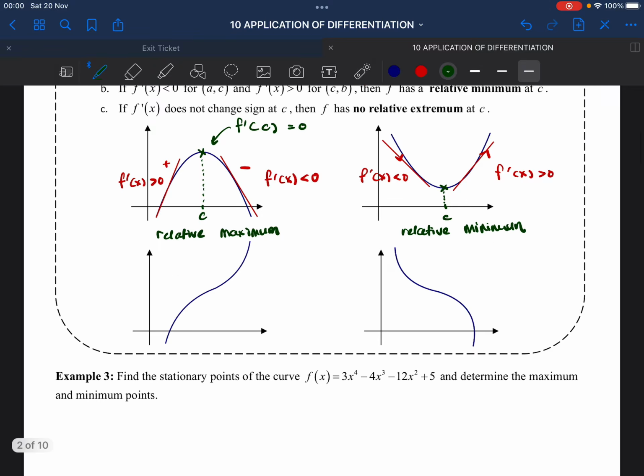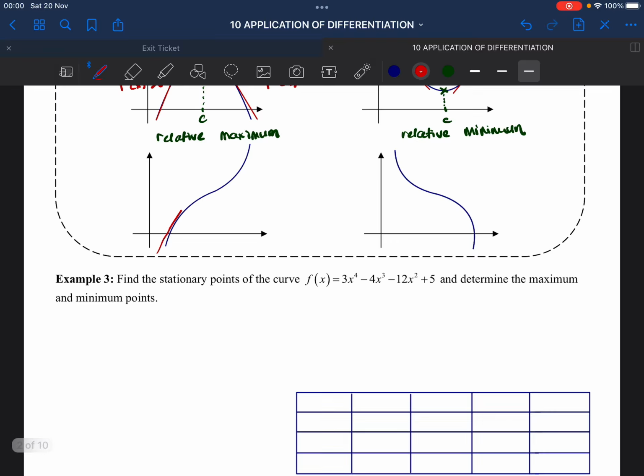What happens if the gradient is the same? Here is a gradient and here is a gradient as well. Here it goes up, and here it goes up. That means this is positive, and this gradient is positive. If the gradient is positive and positive, that means the sign does not change. That means the point has no relative extremum. The point does not have a maximum or minimum. The same thing works here. A bit confusing, but it's okay.